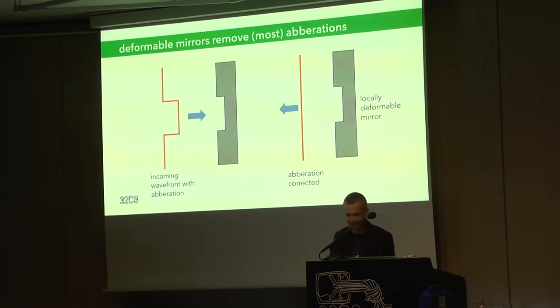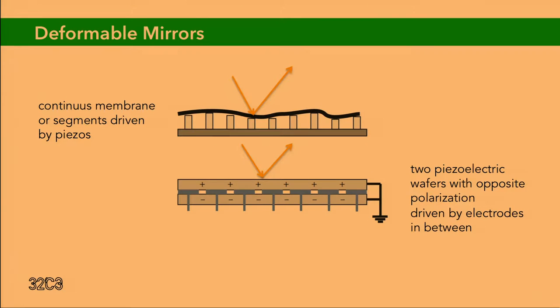It's a bit more complicated. Your incoming wavefront doesn't look like that. It's normally a bit more complex. And that means you do have to have more wobbling in your deformable mirror. You could do this. That's in the upper diagram.